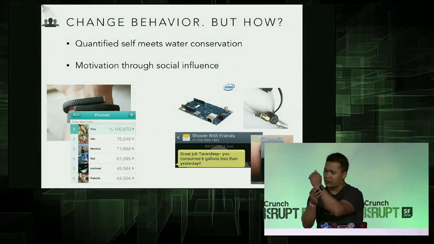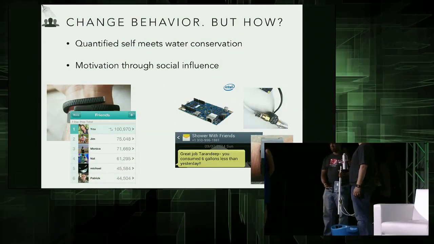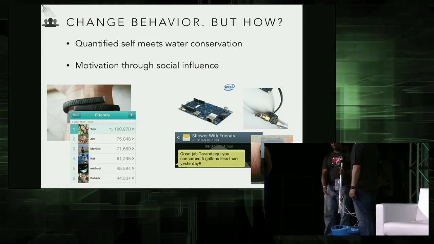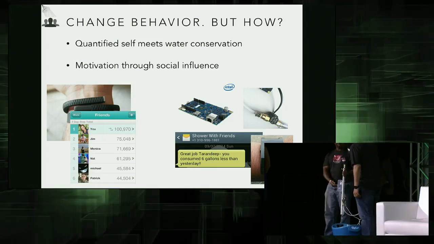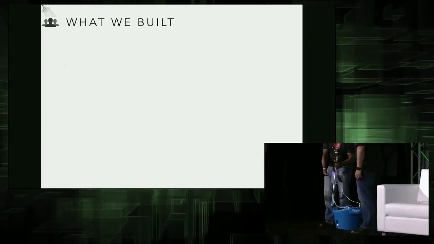So the same things that we wear around our wristbands to try to motivate us to burn more calories and compete with our friends, the device here is this Intel Galileo board with a flow meter, and then every time you wake up in the morning and you're about to take a shower, it tells you how much water you consumed yesterday and how you might be able to beat that and what your friends are consuming as well. So here's what we built.